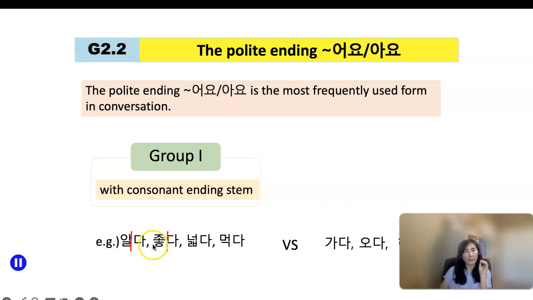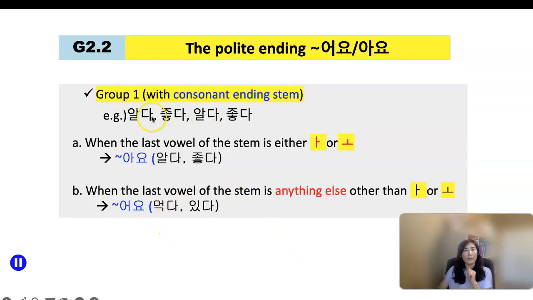좋다, the second one, consists of three parts: consonant, vowel, and consonant. Same thing. 넓다, consonant, vowel, consonant. 먹다, same thing. These are all predicates that belong to group 1, and we are going to focus on group 1 first. In grammar 2.3, we are going to focus on group 2, which is the stem ending with a vowel. Okay, so that's the first step. Now that's the first step, and this is the second step.